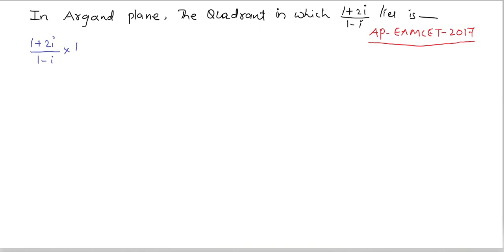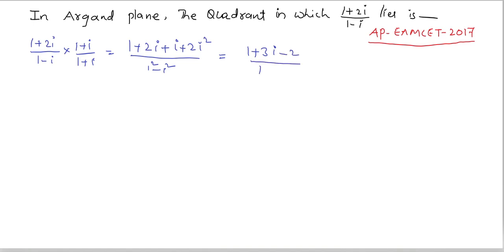So take rationalization, multiplying and dividing by 1 + i. That is equal to 1 + 2i + i + 2i square by denominator, (a + b)(a - b) is a square minus b square, 1 square minus i square, that is equal to 1 + 3i, 2i square, i square is minus 1, that is minus 2 by 1 square is 1, i square is minus 1, that is plus 1, is equal to (1 - 2 + 3i)/2 = -1/2 + i into 3/2.